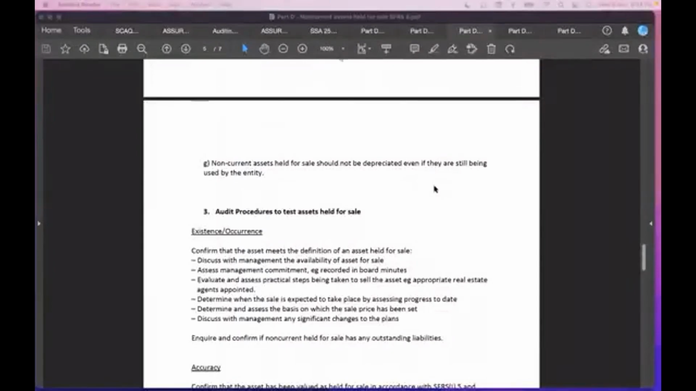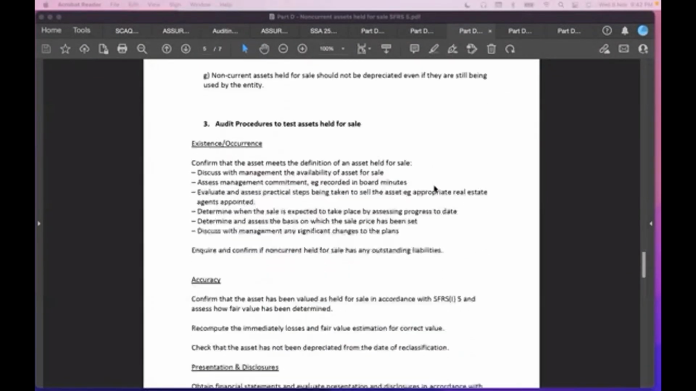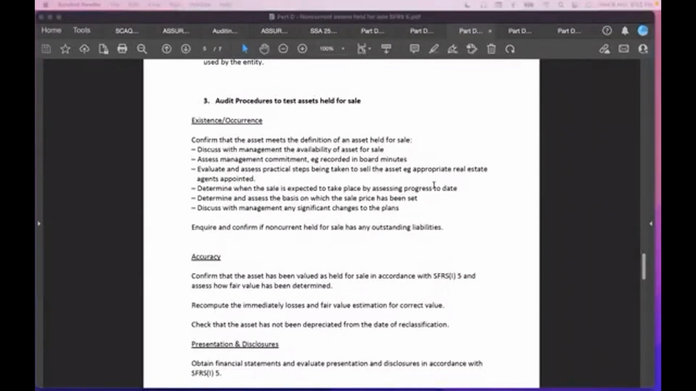To test this, first thing first, you need to check whether we really need to apply this standard, non-current asset held for sale. So confirm first whether it meets the definition or not. There are a few ways for us to obtain some of the evidence. You can discuss with management about the availability, ask them what the plans are, what they have done, and take a look at their commitment all the way to getting approval.